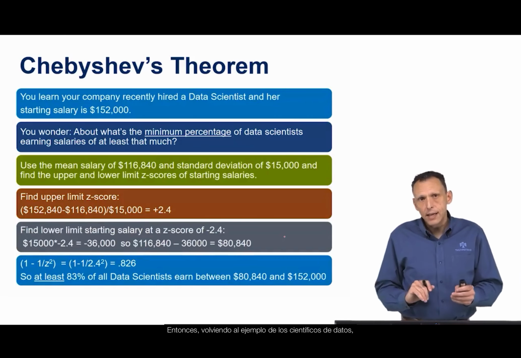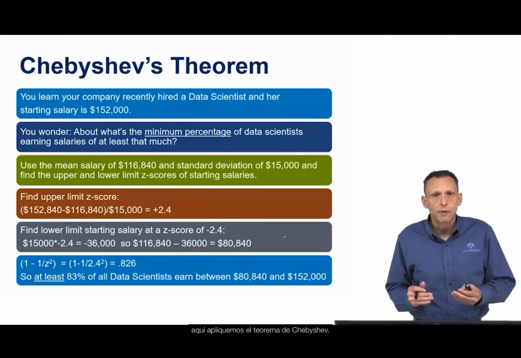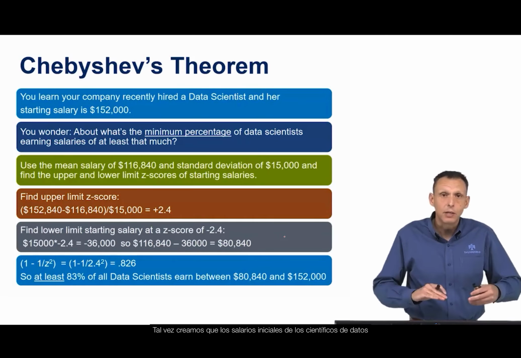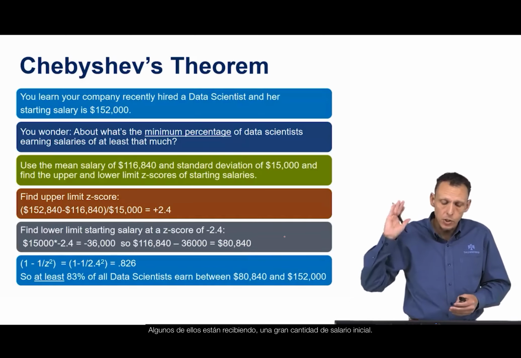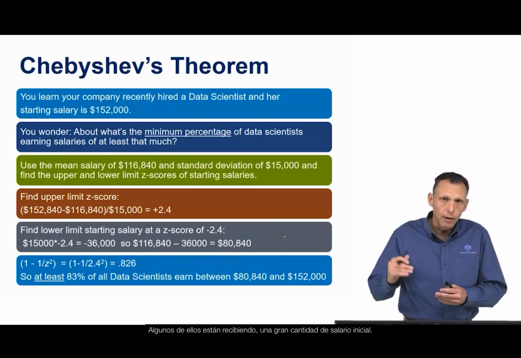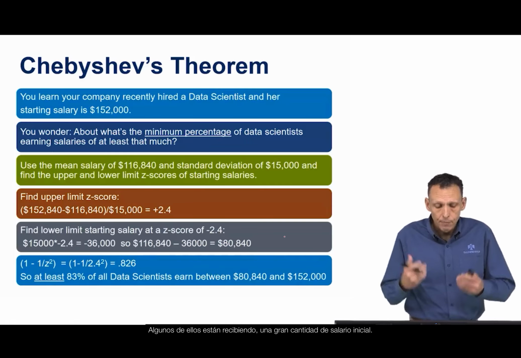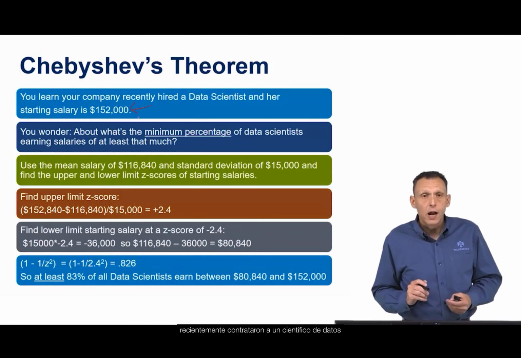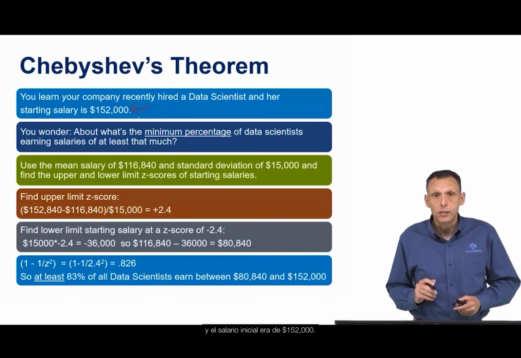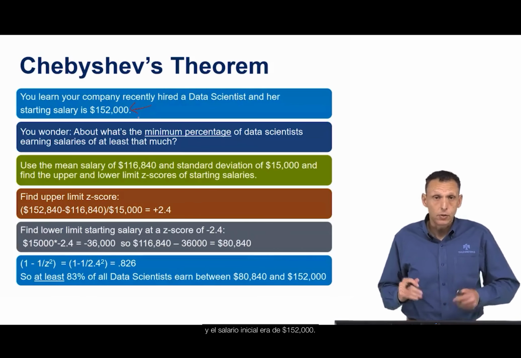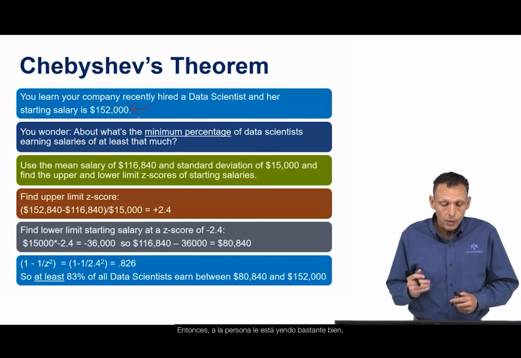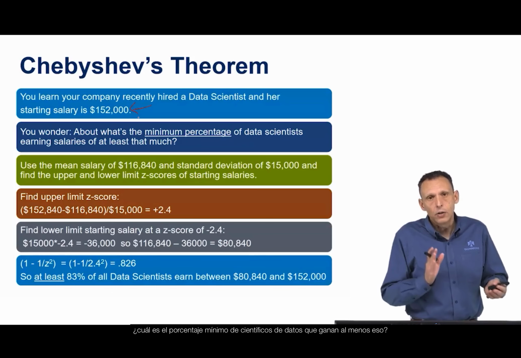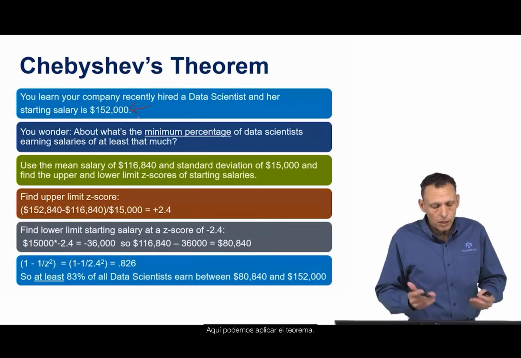Going back to the data scientist example, here let's apply Chebyshev's theorem. Maybe we believe that data scientists' starting salaries can be wickedly unusual. Some of them are just getting an awful lot of starting salary. So you learn that in the company you work for, they recently hired a data scientist and the starting salary was $152,000. So the person is doing quite well. But you have this question: what's the minimum percentage of data scientists that are earning at least that much? Here we can apply the theorem.